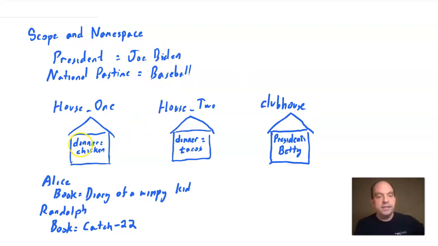And notice again that dinner is defined in House 1 and House 2. If we go into House 2 and ask what's dinner, they'll say tacos. But if you go out on the street and ask what's dinner, you might get a strange look. Unless it's Tuesday, then it's still tacos.